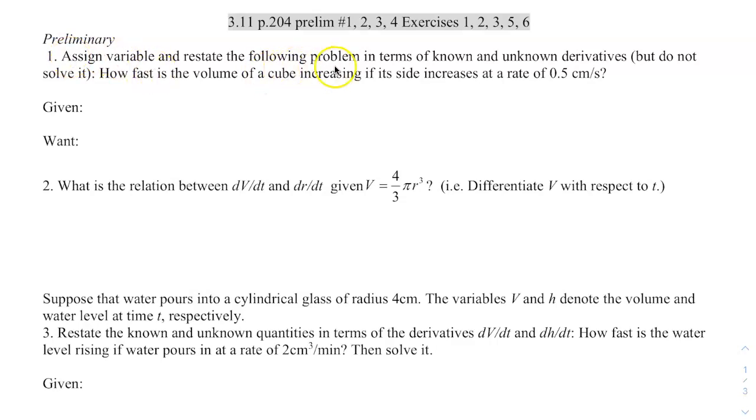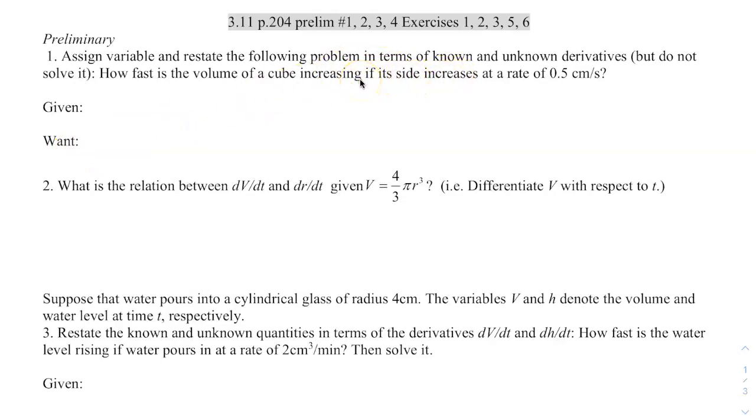Define variables and restate the following problem in terms of known and unknown derivatives, but do not solve. How fast is the volume of a cube increasing if its side increases at a rate of 0.5 centimeters per second? So the key thing is this last sentence, right? That's what we're trying to break into a given and a want. What are they giving us and what do they want us to find?